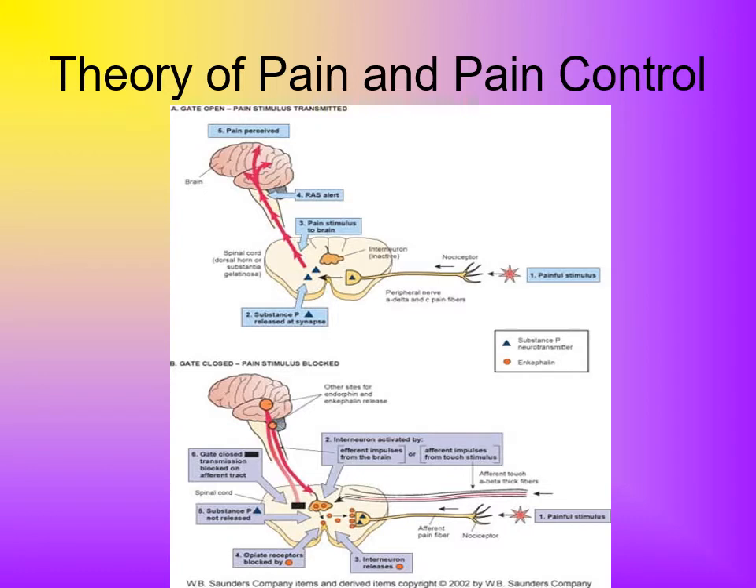Now, this is the theory of pain and pain control. The key to blocking the transmission of pain impulses to the brain is the release of opioids. These are morphine-like substances secreted by interneurons in the central nervous system. They're called endorphins. Now, there are others. There's dynorphins, and enkephalins are the main ones, though. They increase the threshold for pain. They block pain receptors by binding to opiate receptors.